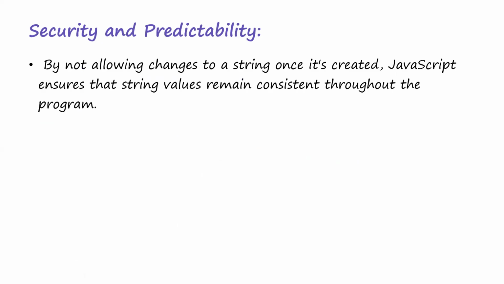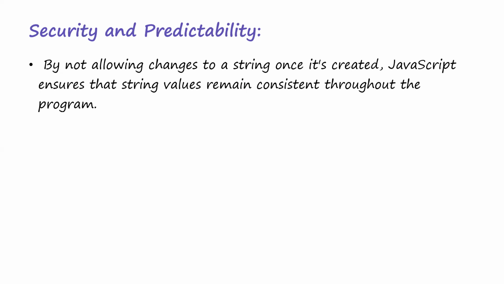Security and predictability. By not allowing changes to a string once it's created, JavaScript ensures that string values remain consistent throughout the program. It is very easy to make a mistake and start changing a string somewhere without even knowing when you have changed it. And once you change it, it will affect your whole program.